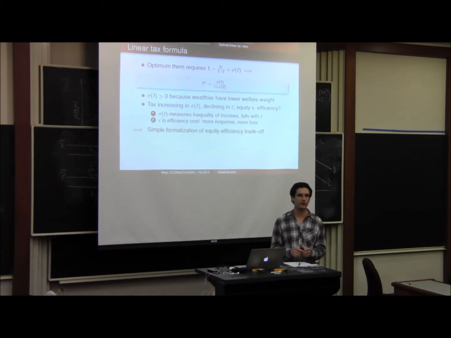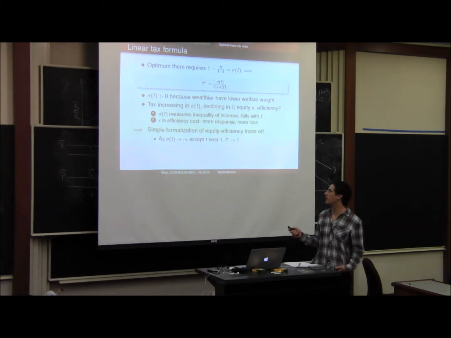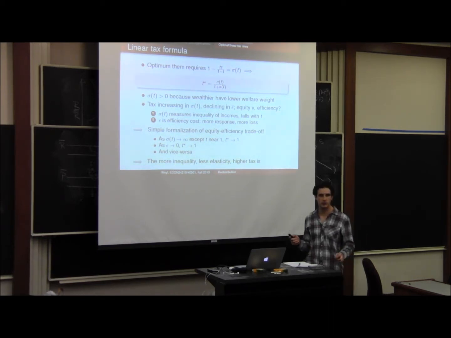And so this gives a very, very simple formalization of the equity efficiency trade-off. If the inequality is getting large, except when you're at very high taxes, we're going to have taxes going to 1. If the elasticity goes to 0, we'll also have taxes going to 1, and vice versa. So the more inequality and the less elasticity, the higher the tax rate.